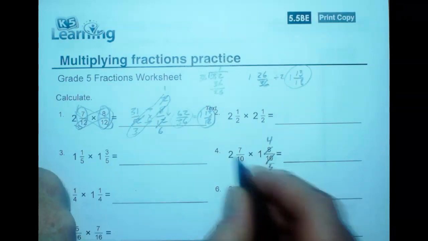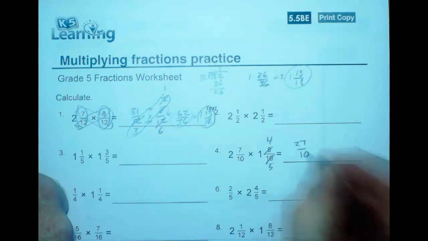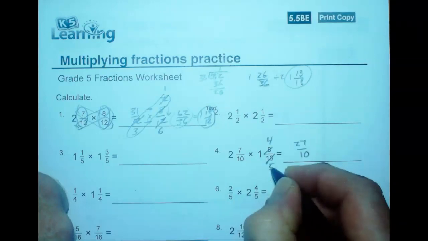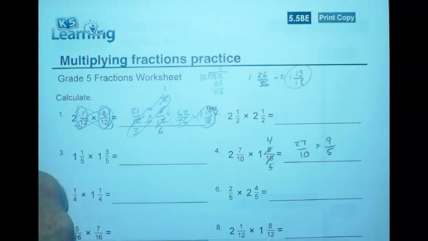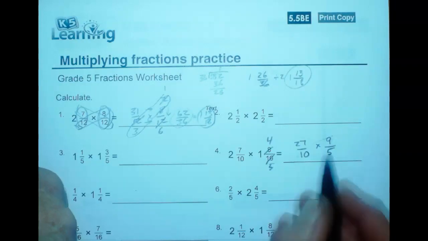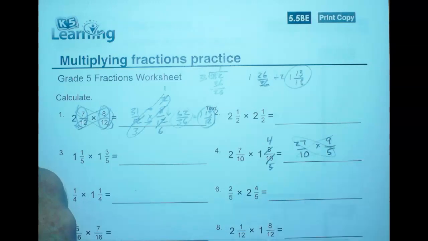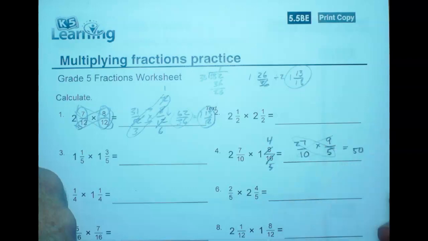So 2 times 10 is 20 plus 7. So this is 27/10. And this one here is 1 times 5 is 5, plus 4, times 9/5. Now, we haven't got anything there we can do. There's no common numbers between 9 and 10, and there's nothing common here. So this is just going to be old-fashioned hard work.